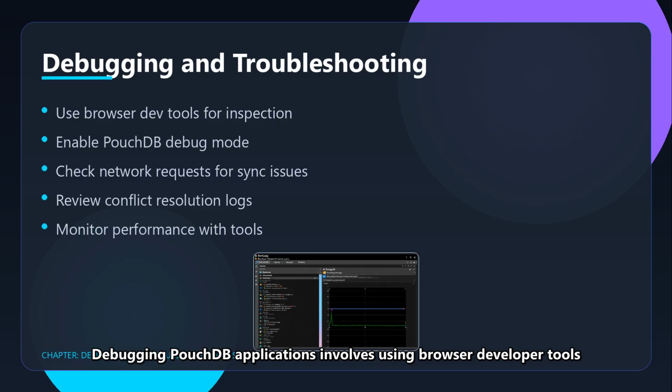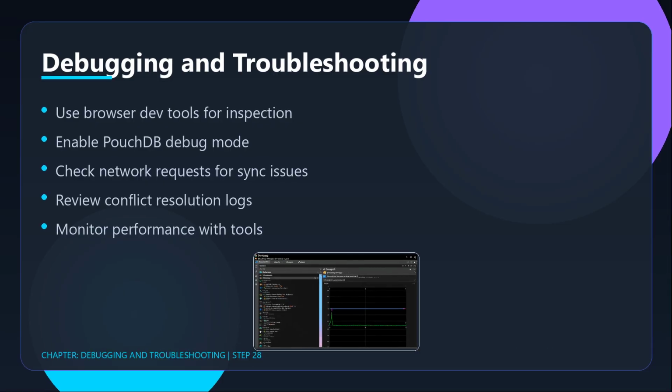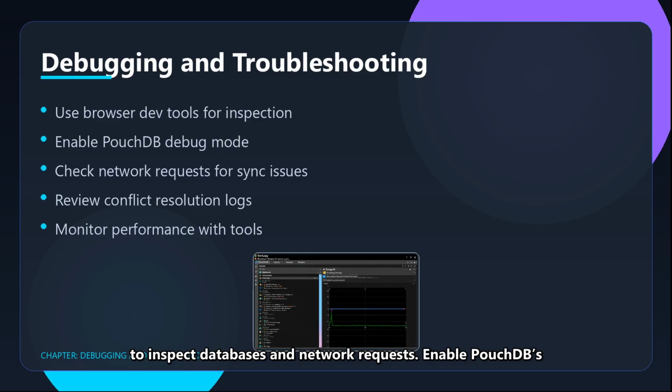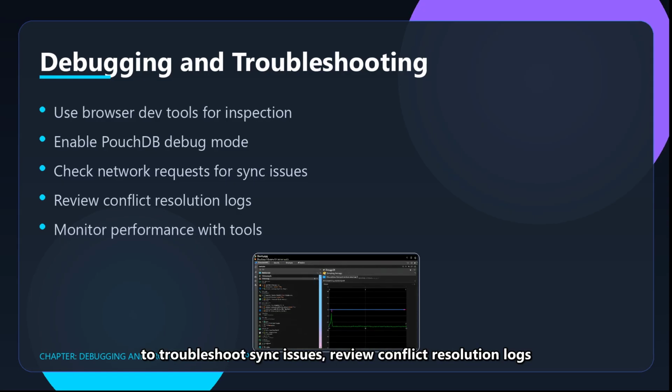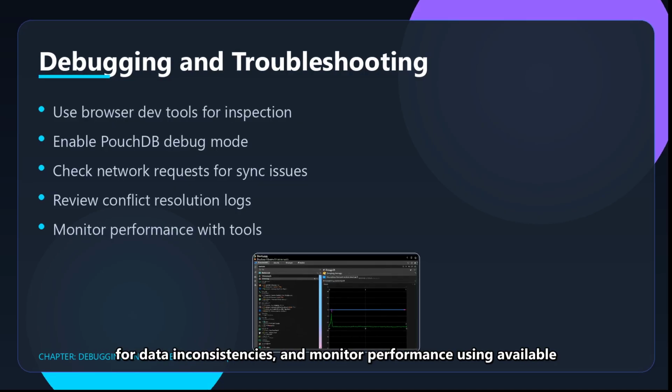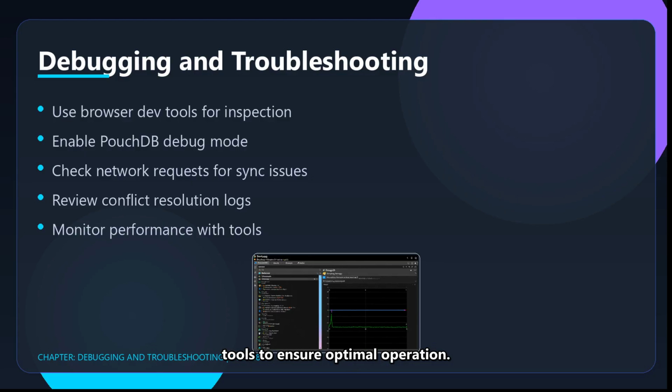Debugging PouchDB applications involves using browser developer tools to inspect databases and network requests. Enable PouchDB's debug mode for detailed logs. Check network requests to troubleshoot sync issues. Review conflict resolution logs for data inconsistencies. And monitor performance using available tools to ensure optimal operation.